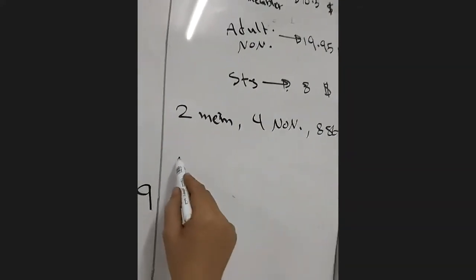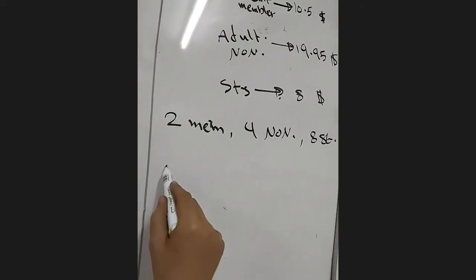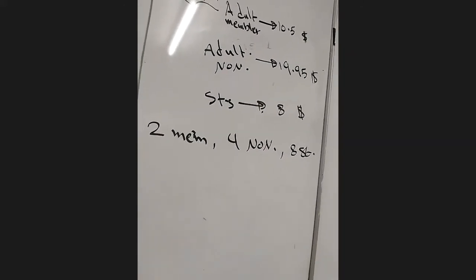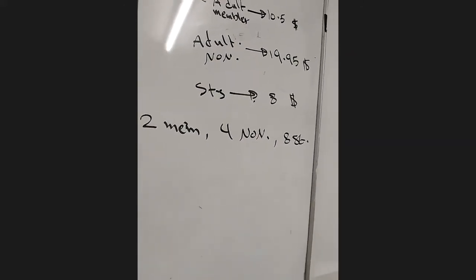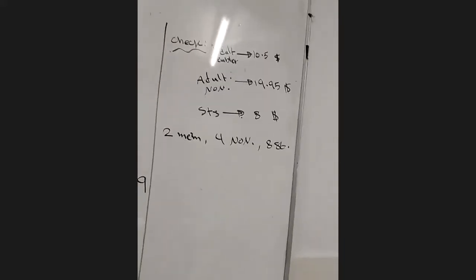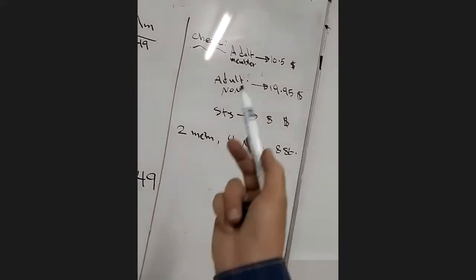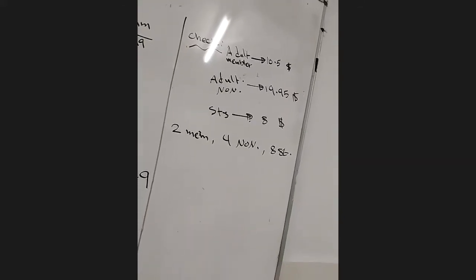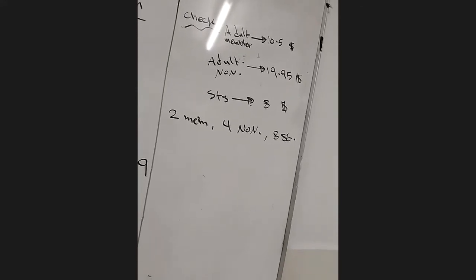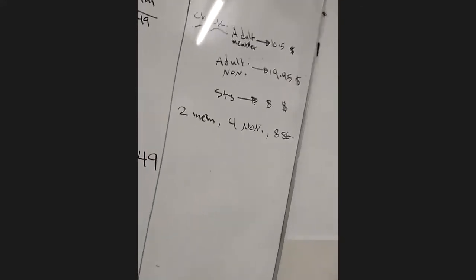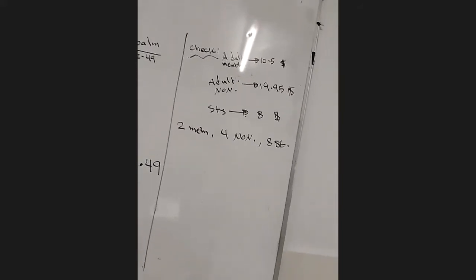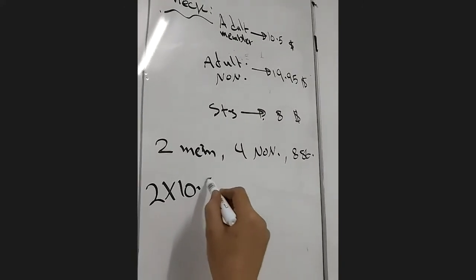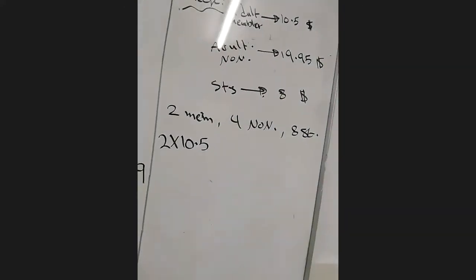2 members. 10.50 to the power 2? How come? I have 2 members and the ticket is 10.5. No, it's not 10.5 to the power 2. It is 2 multiplied by 10.5.